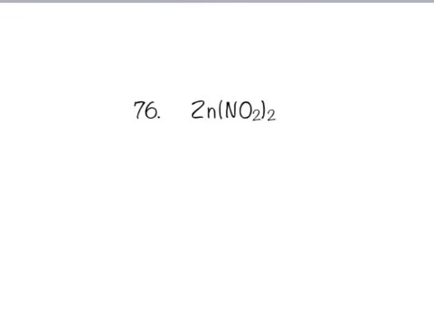Alright, in this example you have zinc. Zinc is a transition metal, however it always has a 2+ charge, so you don't have to say zinc 2 because it's never anything other than 2. This would be zinc nitrite.